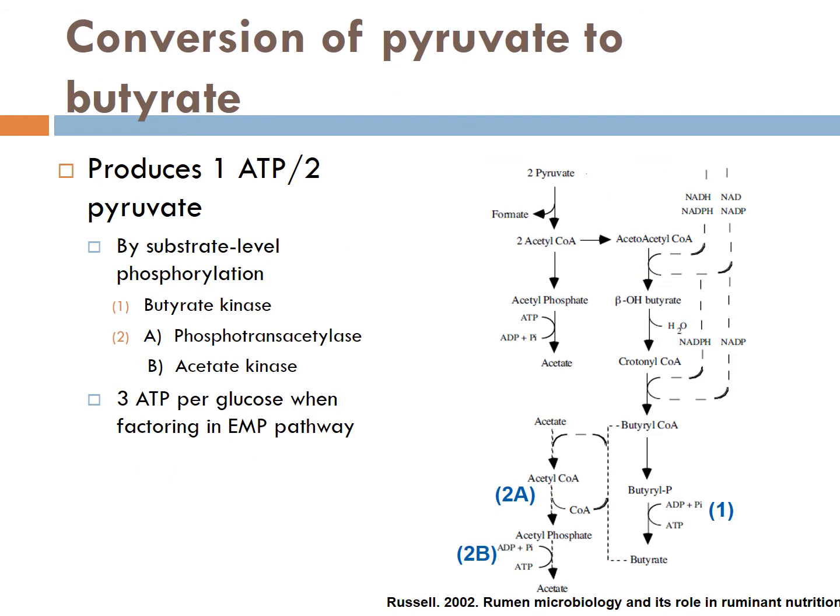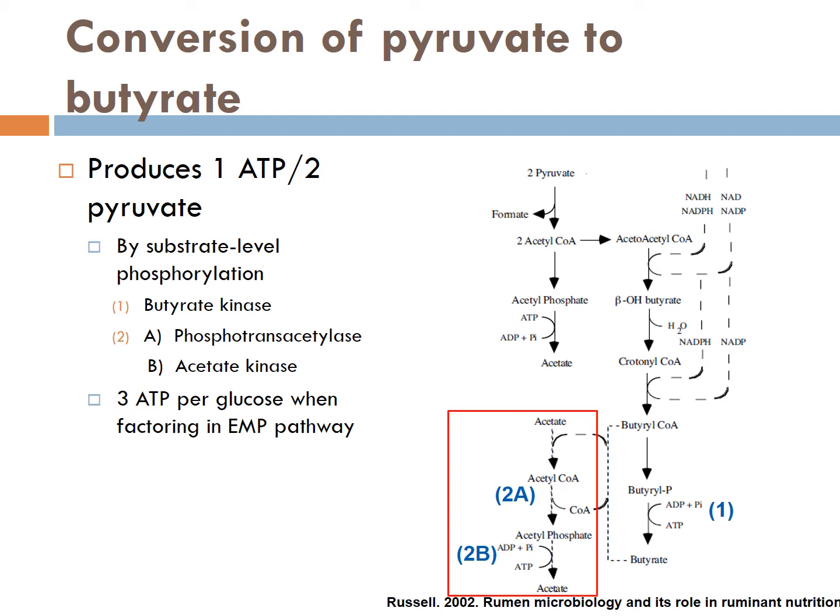The conversion of pyruvate to butyrate produces 1 ATP per 2 pyruvate. It forms ATP by substrate-level phosphorylation, and it can do this in 2 different ways. In the first way, pyruvate is converted to butyryl phosphate, and then butyrate kinase transfers a phosphate to ADP. This forms 1 ATP and butyrate.